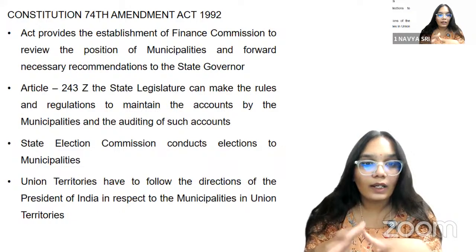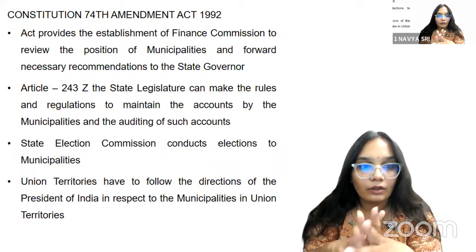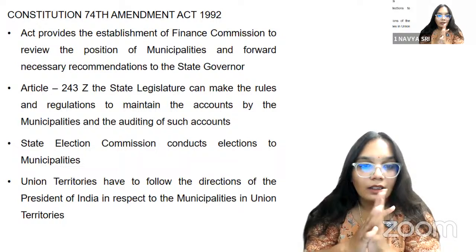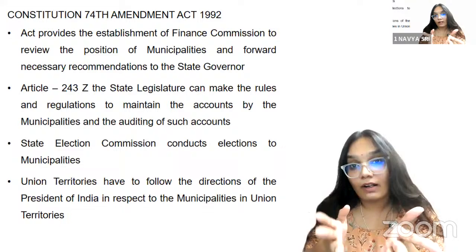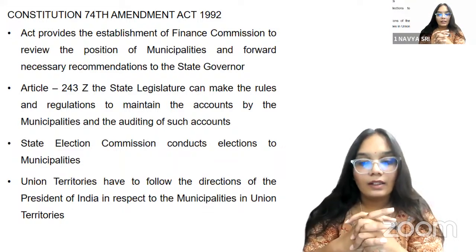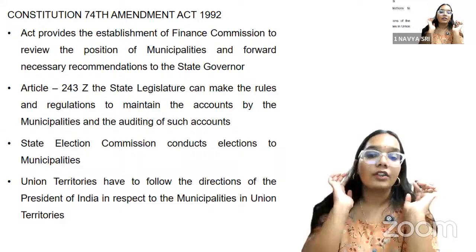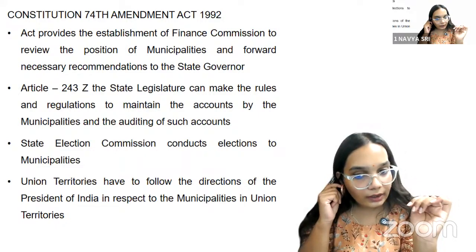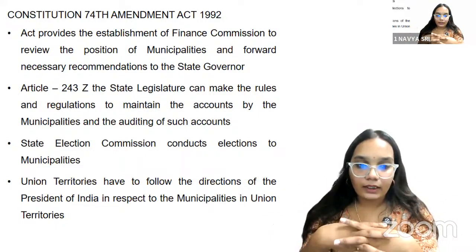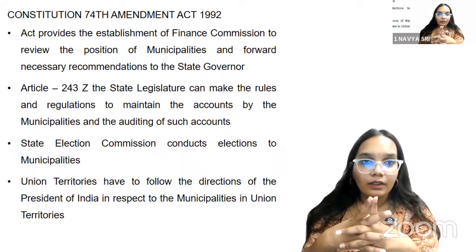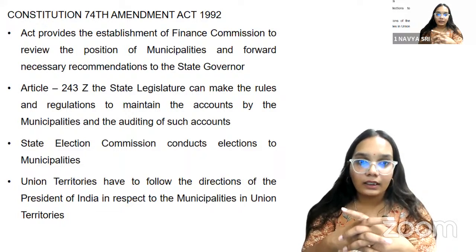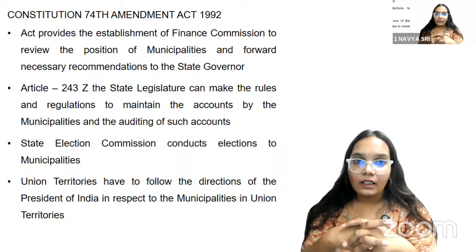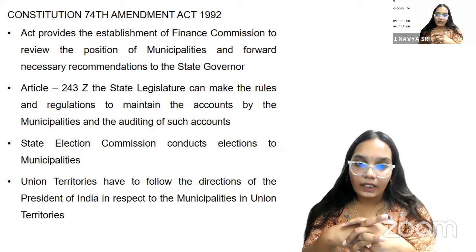So the act also provides for the establishment of a finance commission to review the position of municipalities and make necessary recommendations to the governor. So now the governor comes into the picture here. What happens? The act establishes a finance commission, the state finance commission basically, to review the position of municipalities and forward necessary recommendations to the state governor, because the governor only establishes finance commissions in the state, right? And is also the authority who receives the recommendations or the file of the finance commission.